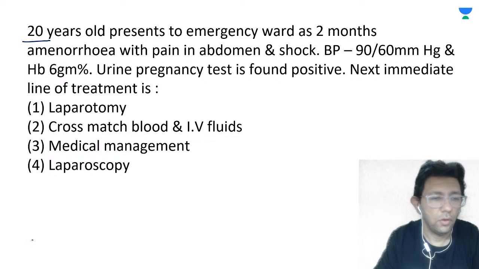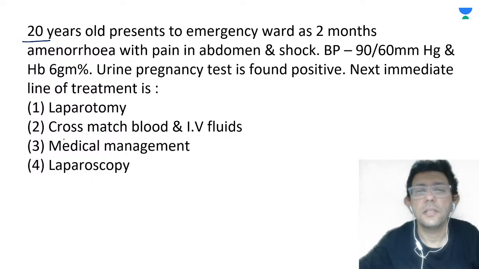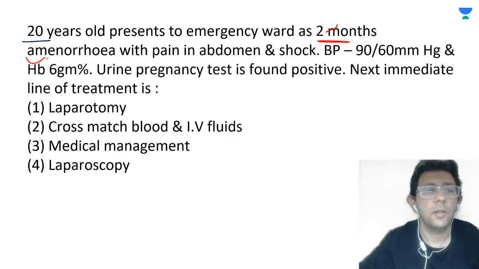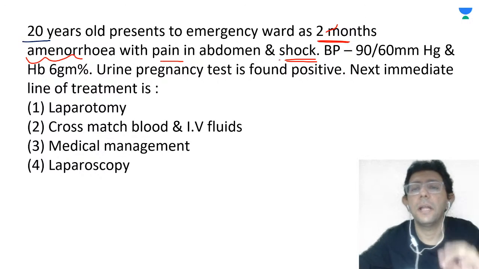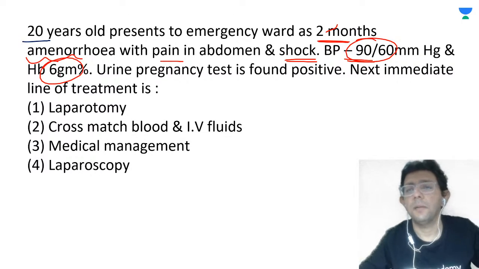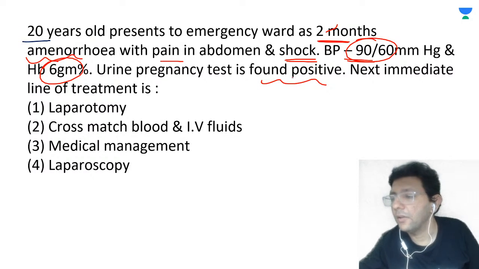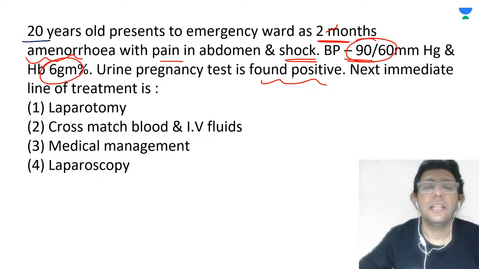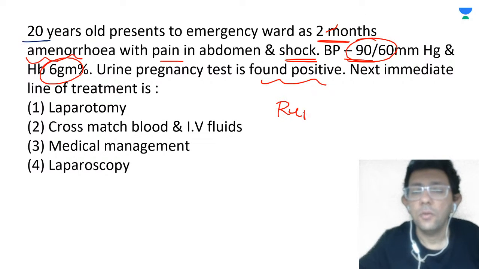Okay, we have got a 20-year-old patient again coming to us in the emergency ward with 2 months of amenorrhea, so early pregnancy, with pain, with shock. So anybody shocked in early pregnancy? Why shock? BP 90/60, hemoglobin 6 gram. Urine test positive. So what is your diagnosis? Yes. Okay, this is not only ectopic pregnancy, very good, it is ruptured ectopic pregnancy.